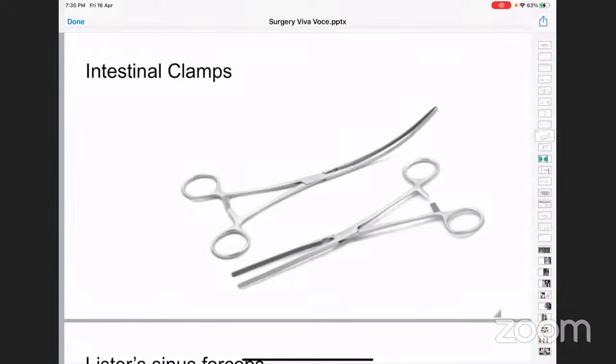The blades may have longitudinal serrations, and the tip does not crush the tissue that you are holding. So it gently but firmly holds the tissue. This is exactly what we want when we are holding something delicate like the bowel, right? So intestinal clamps are generally used for occluding the bowel during a resection and anastomosis.